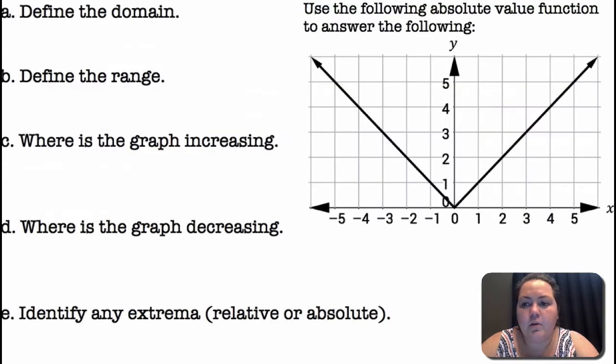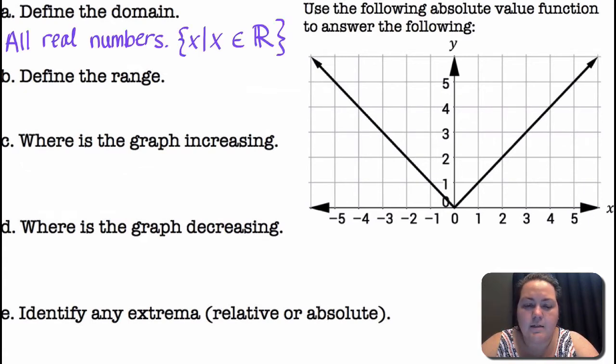All right, use the following absolute value function to answer the following questions. Define the domain. So the domain is the x values. So my function has arrows. It's going to keep on going all the way over to the left, and it's going to keep on going all the way over to the right. So my domain is all real numbers.